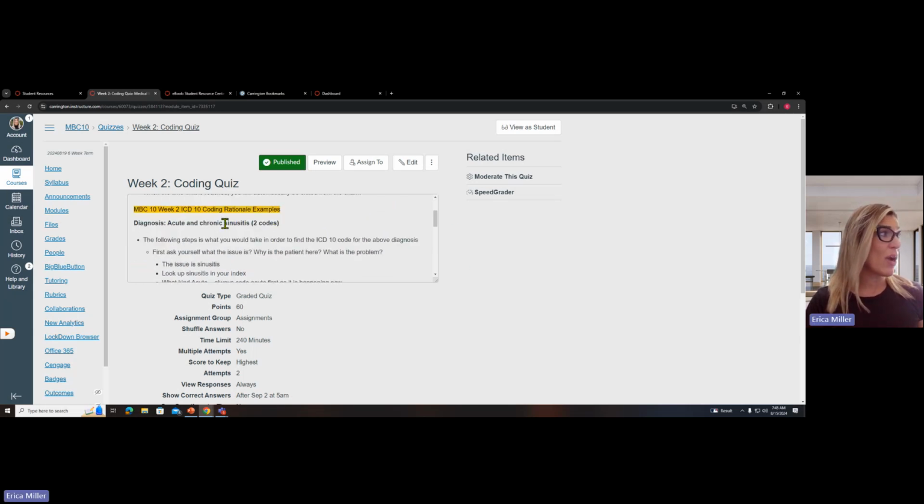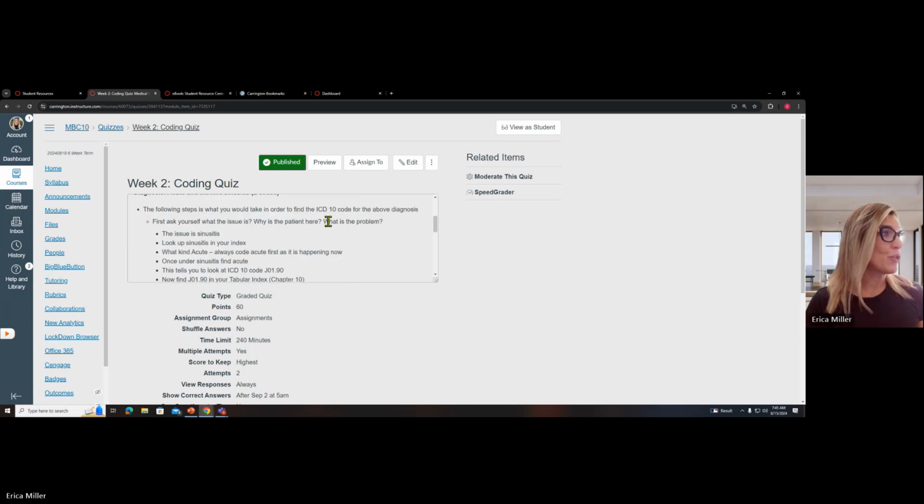You also see instructions, steps that you would take to complete a coding exam. So the steps in order to find an ICD-10 code is always to first ask yourself, what is the issue? What is the problem? So your ICD-10 manual, I like to call it the book of problems, but it's also the book of encounters, right? So for every encounter with a physician, the patient's going to have a reason. So your ICD-10 manual describes the reason for the encounter. All right.